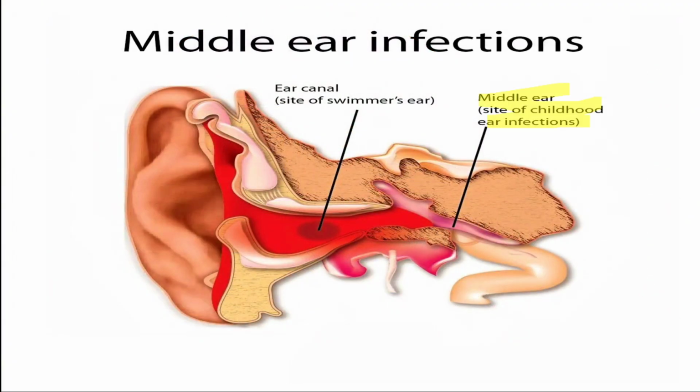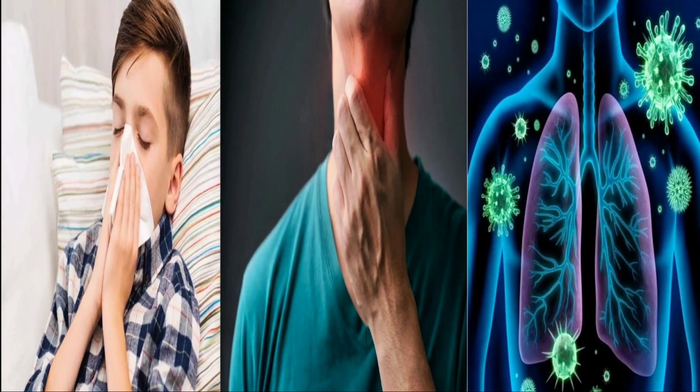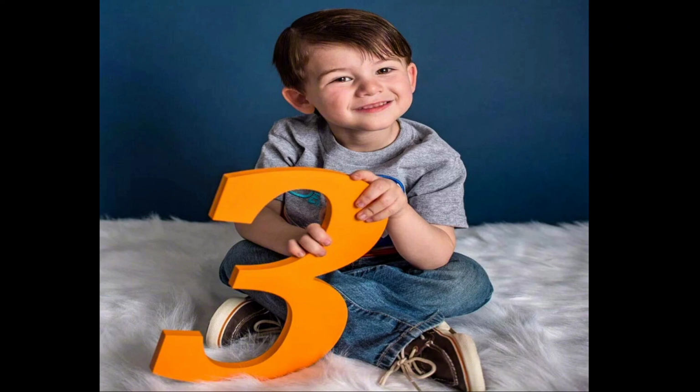Now, my friends, middle ear infection, or otitis media, is inflammation or infection located in the middle ear. Otitis media can occur as a result of a cold, sore throat, or respiratory infection. About 3 out of 4 children have at least one episode of otitis media by the time they're 3 years of age. Otitis media can also affect adults, although it is primarily a condition that occurs in children.